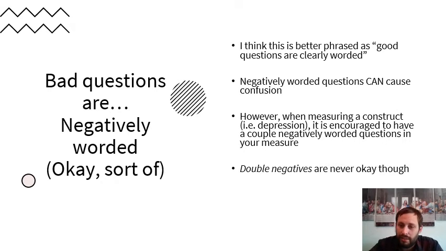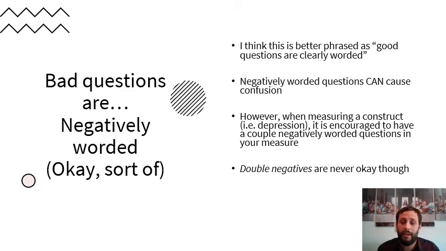However, oftentimes, and you'll learn this if you take a measurement class, when measuring a construct, and remember, a construct is a variable that we have operationalized so that it can be measured. When measuring a construct such as depression, it is encouraged to have negatively worded questions in your measure. So just keep that in mind. Although negatively worded questions are not encouraged in general, it's oftentimes encouraged that you do have 1 to 2 negatively worded questions.